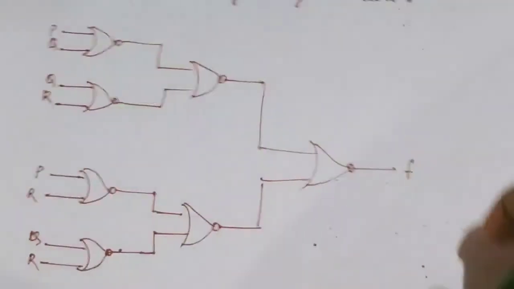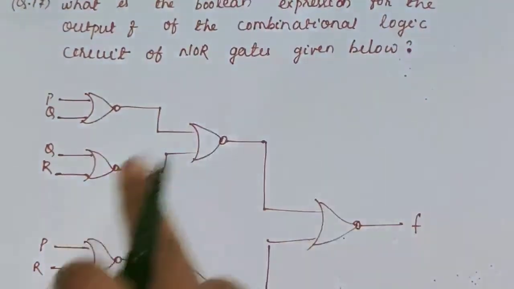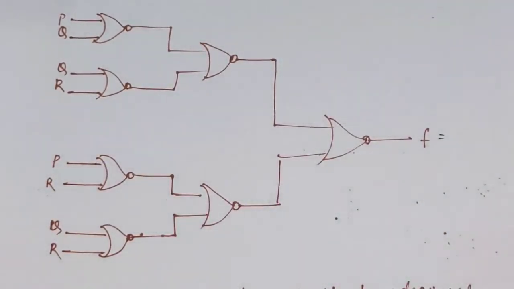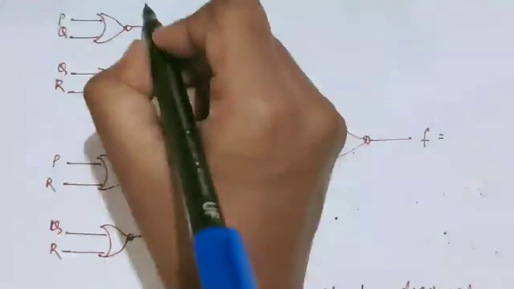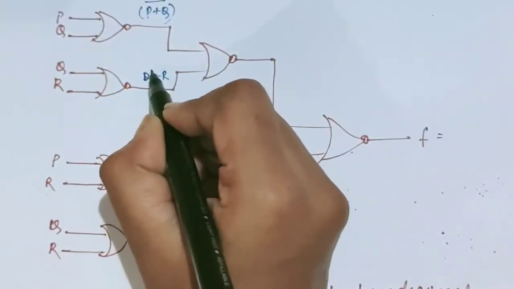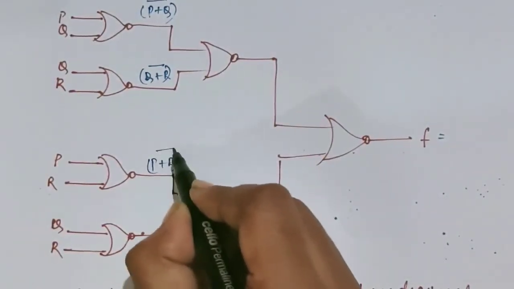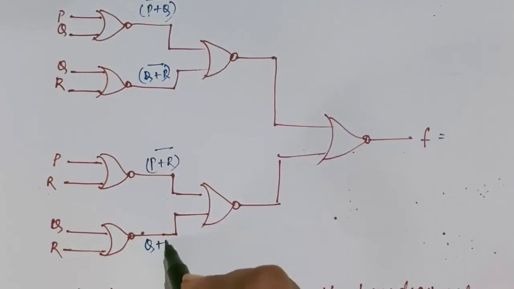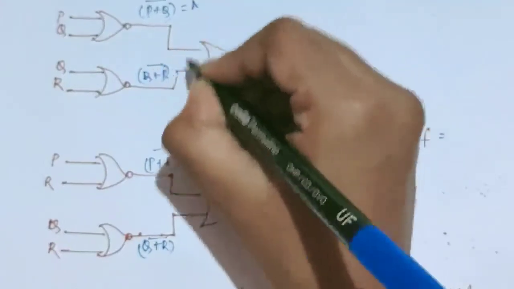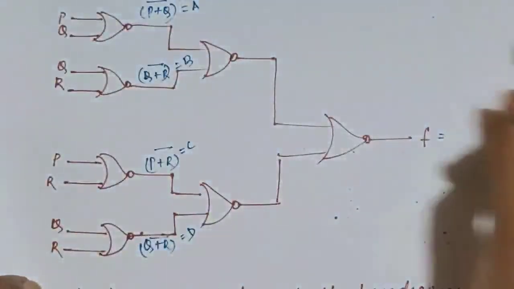If you find the next question, these questions are on digital logic. What is the Boolean expression for the output F? A NOR gate circuit is given below. We have to find F. So it is like this: P plus Q whole bar. This will be Q plus R whole bar. NOR gates are given like this. So this will be P plus R whole bar, and here it will be Q plus R whole bar. Again, if we take these as A, B, C and D, then we will get a proper result.